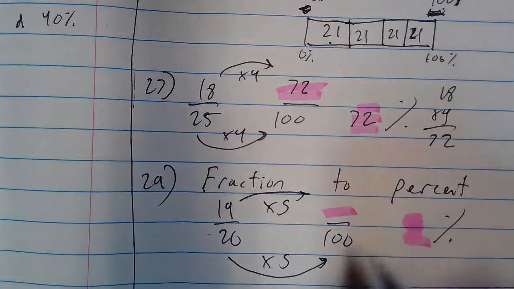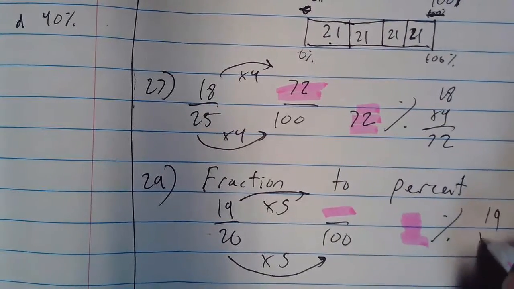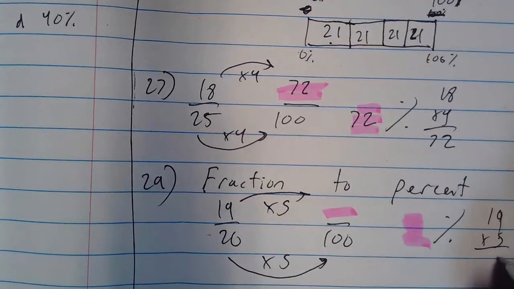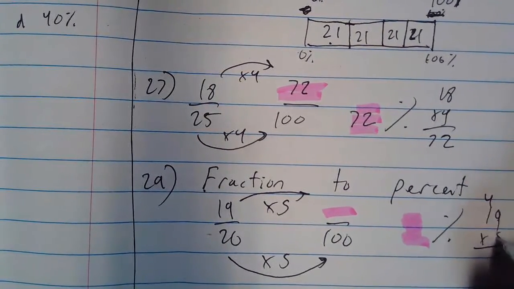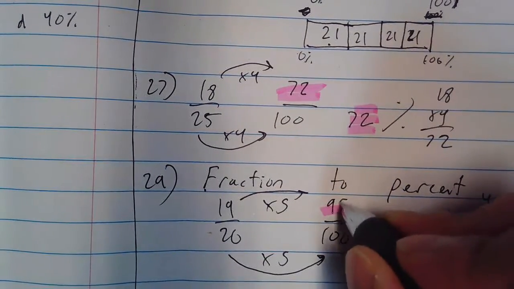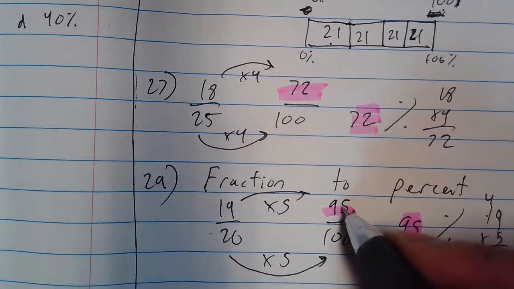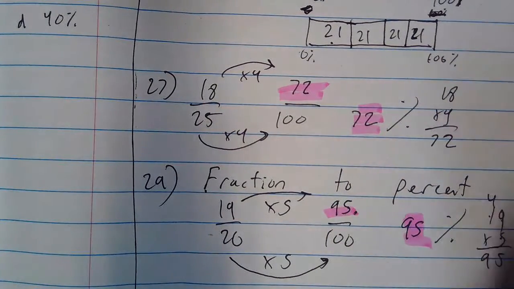Okay. 20 times 5 is 100. What's 19 times 5? You know what? I'm just going to do the work. 5 times 9 is 45. 5 times 1 is 5, plus 4 is 9. 95. I don't know why I said percent here, but I was just thinking already of the end of the answer. But it is 95%.